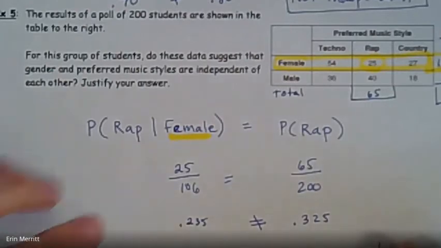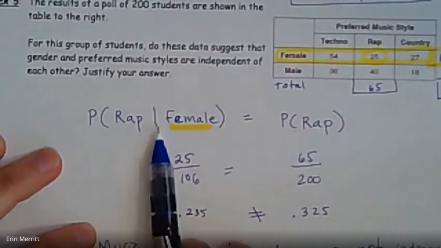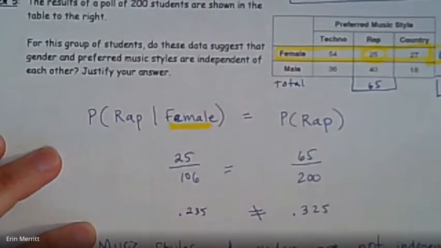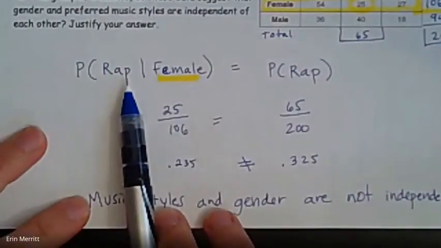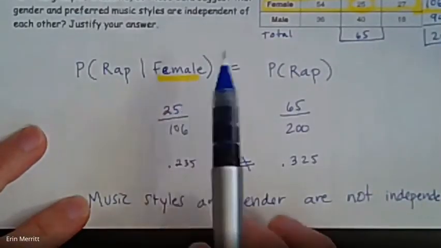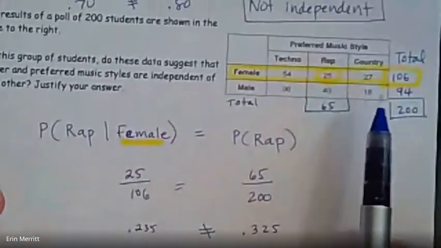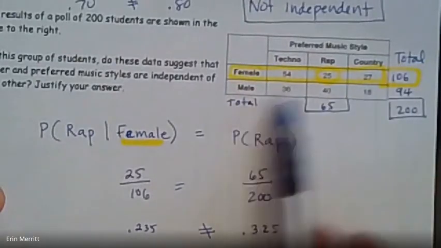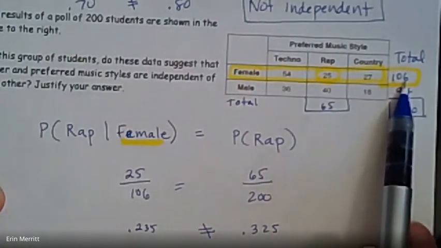So what I looked at is I said, all right, what's the probability that you like rap given that you're female? Is that the same as the probability of just liking rap in general? That's one way I can test this, right? So the probability that I like rap, given that I'm a female, means I have to be in the female category. So in the female category, let me slide so you can see this here. I added up the females because there weren't totals given. So anytime you're not given the totals, just get them yourself. So added up, there's 106 females.